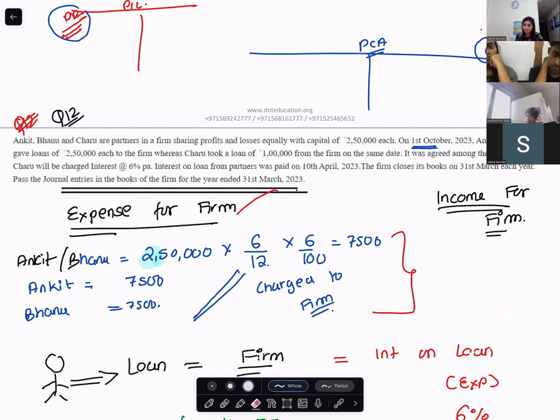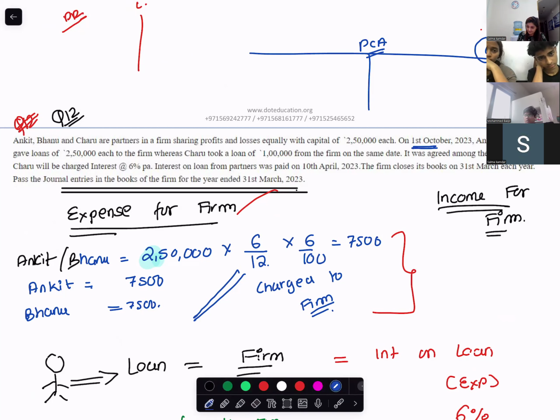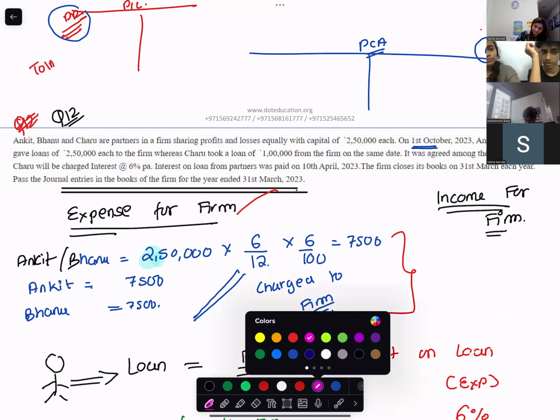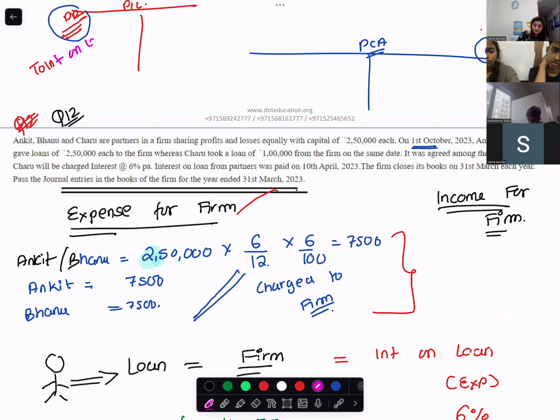Give me the journal entry. Profit and loss account, which side? Debit side. So you will say profit and loss account debit. To what? To interest on loan.